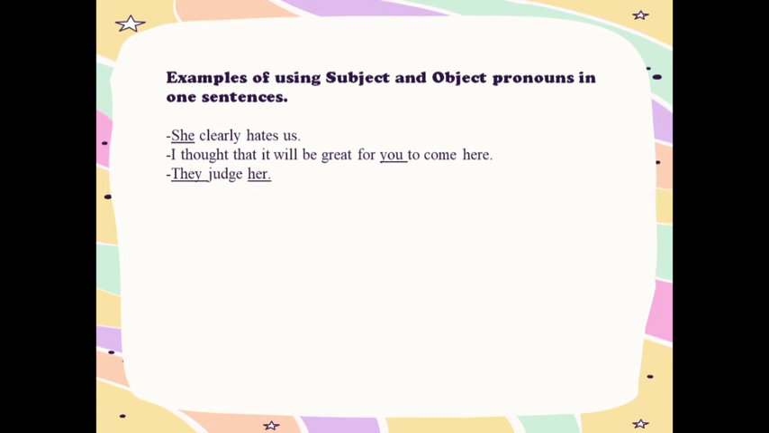So we have examples of using subject and object pronouns in one sentence. First, we have she clearly hates us, in which she is a subject pronoun while us is the object pronoun. The second one we have I thought that it would be great for you to come here. I is the subject pronoun and you is the object pronoun. And the third we have they judge her. They is the subject while her is the object pronoun.